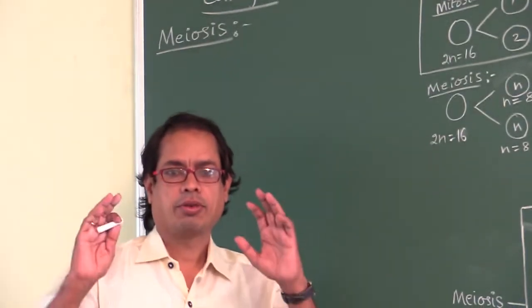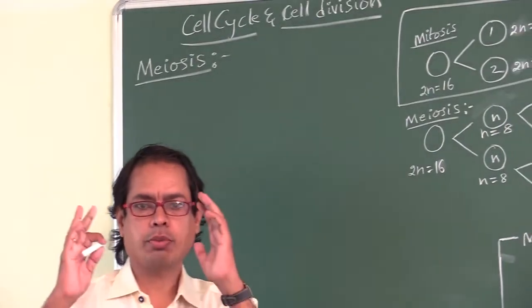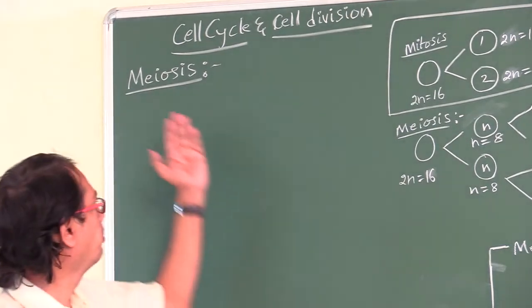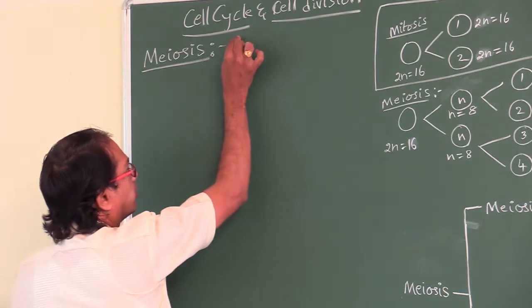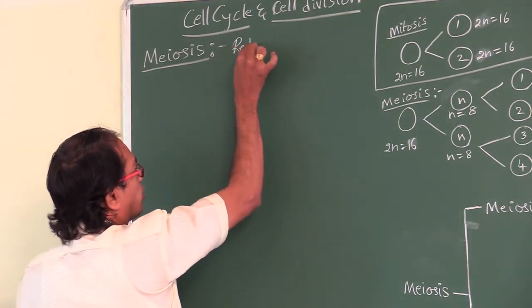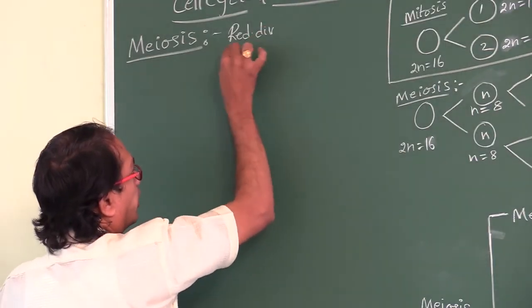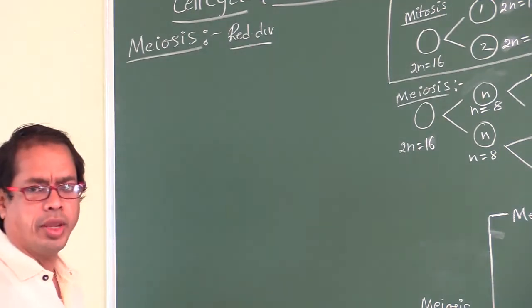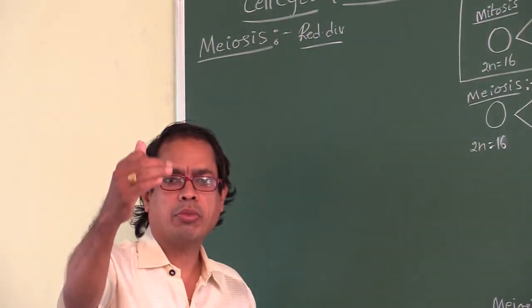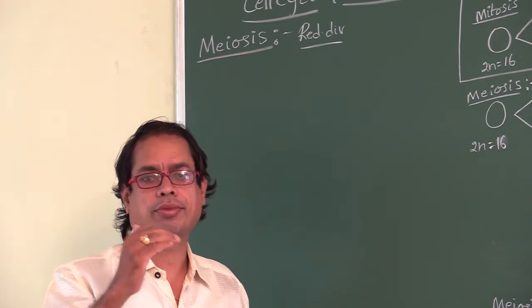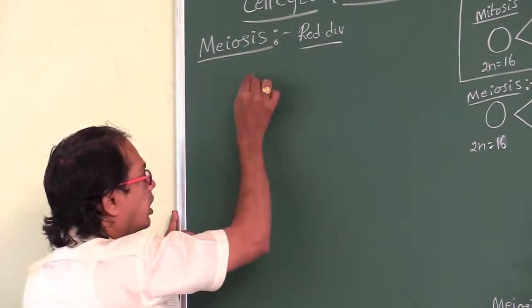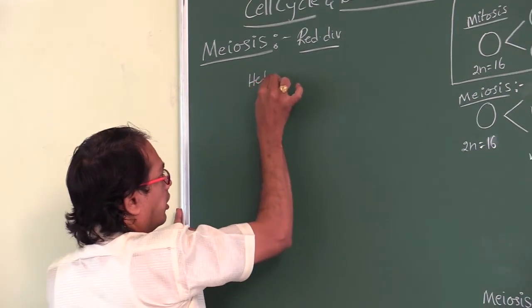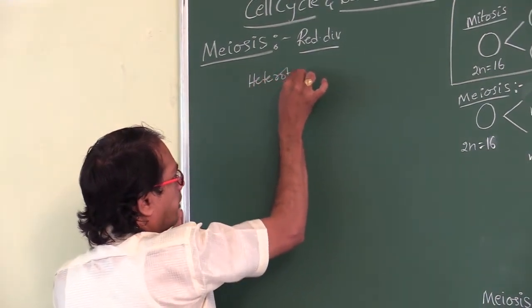Today we will explain the most important topic, meiosis. Meiosis is also called reduction division. Why? Because chromosomal number is reduced to half. This meiotic division is also called heterotypic division.